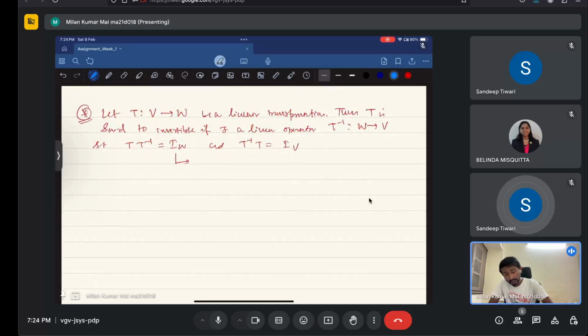This is the identity linear transformation on W, and this is the identity linear transformation on V. That means they are actually identity maps, nothing special.